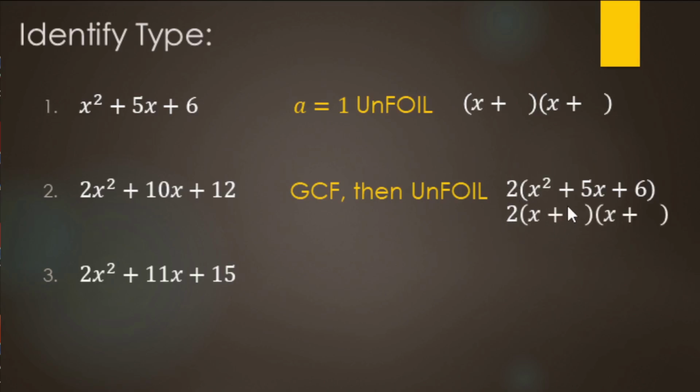And now what we're going to do is this x squared plus 5x plus 6, we're going to factor the same as what we did right up here. And for the bottom quadratic, notice that there's also a 2 in front of the x squared.